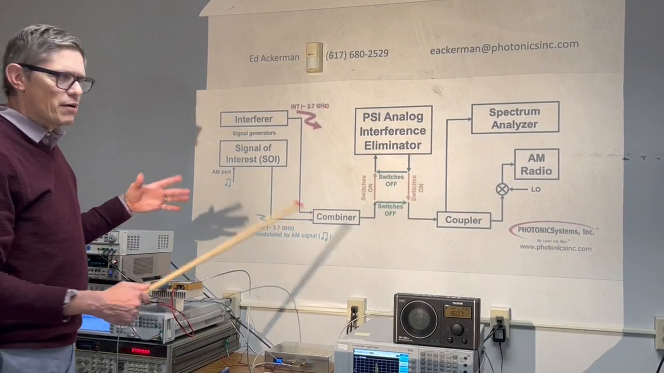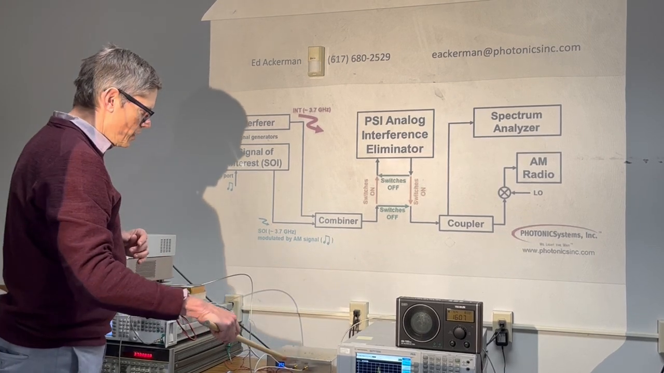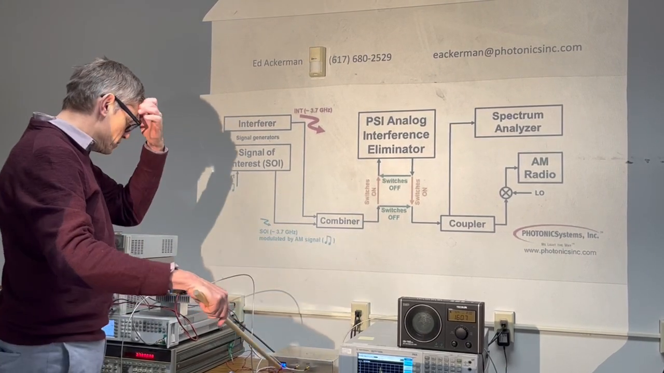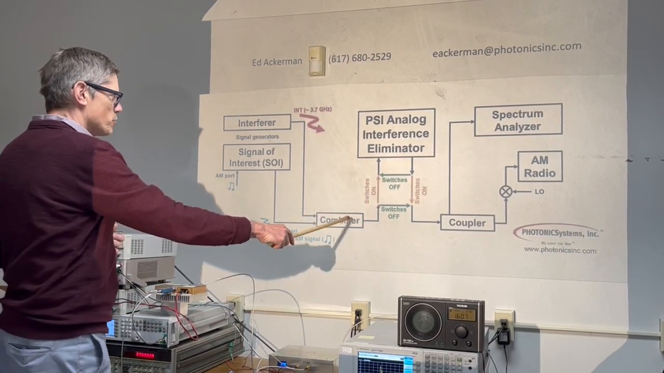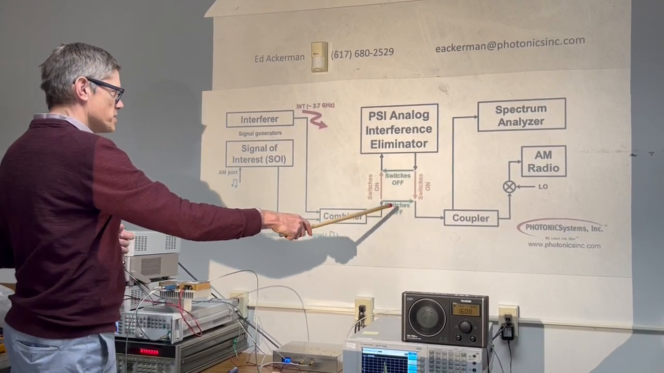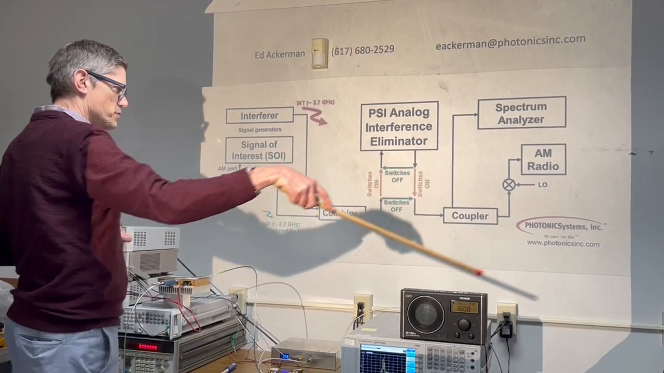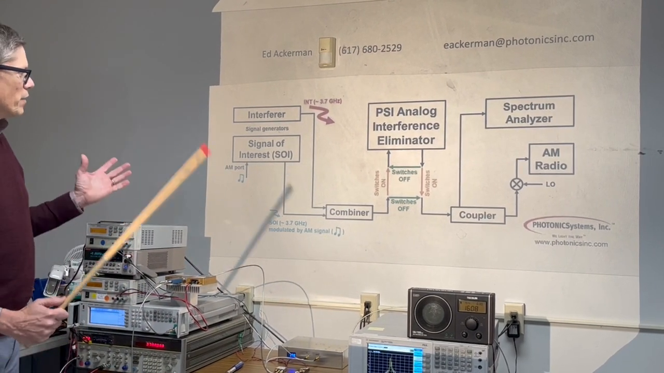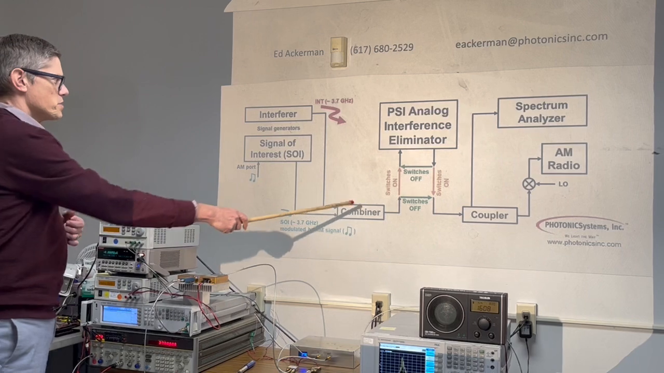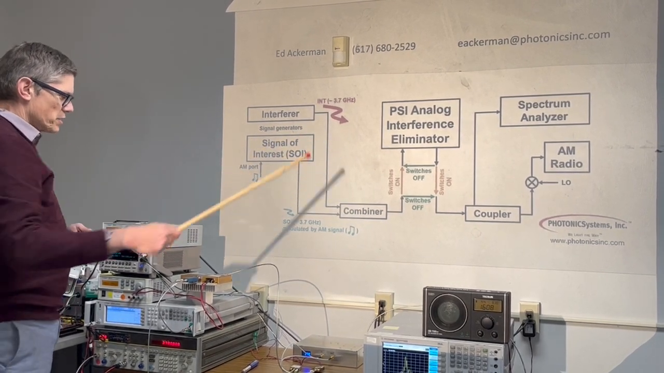What was I doing when I was engaging and disengaging? Well, I've got two 1x2 switches in this arrangement here, so that when the switches were off, I was bypassing the interference eliminator, as shown by this arrow. When the switches were on, I'm going into it and then coming back out before going out to my receiving setup.